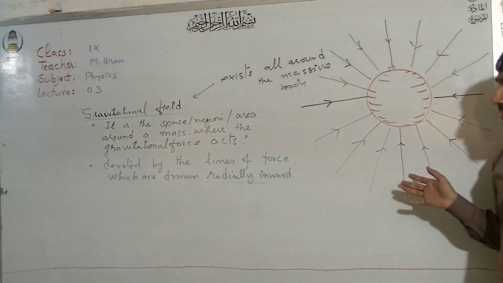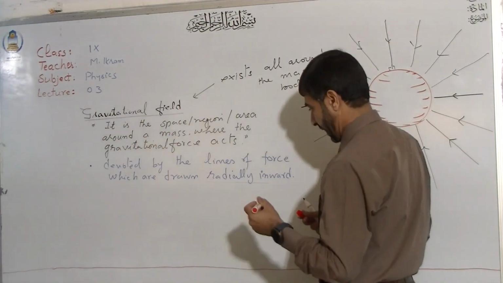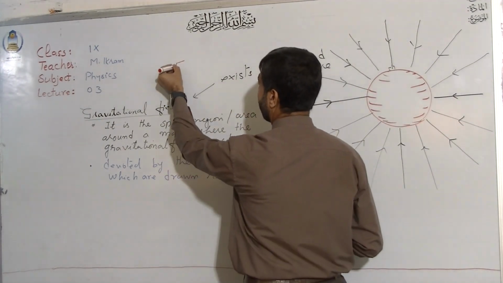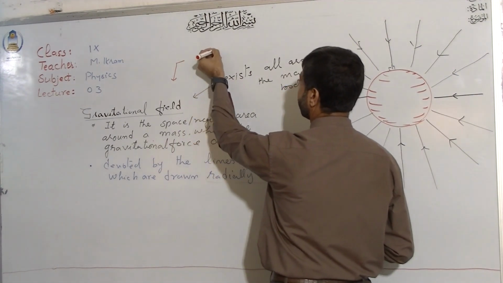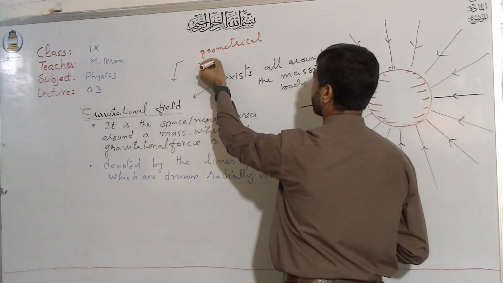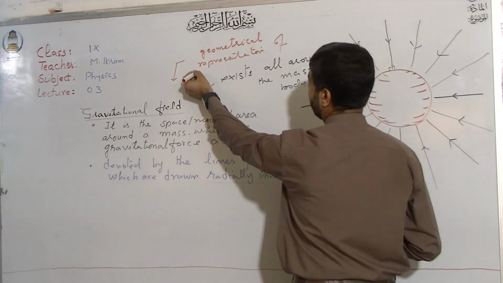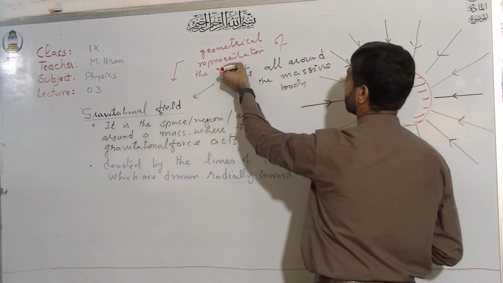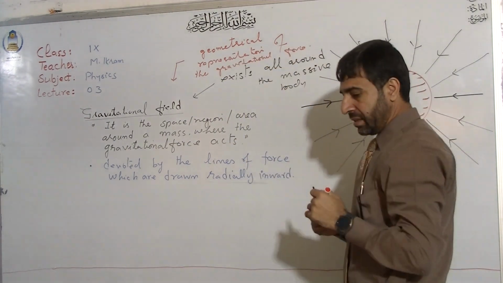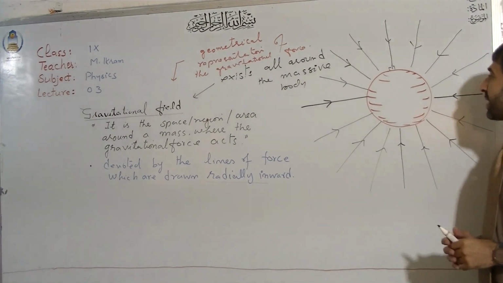Now, in my opinion, the gravitational field lines are in fact the geometrical representation of the gravitational force. We can see that it can even represent your universal law of gravitation.